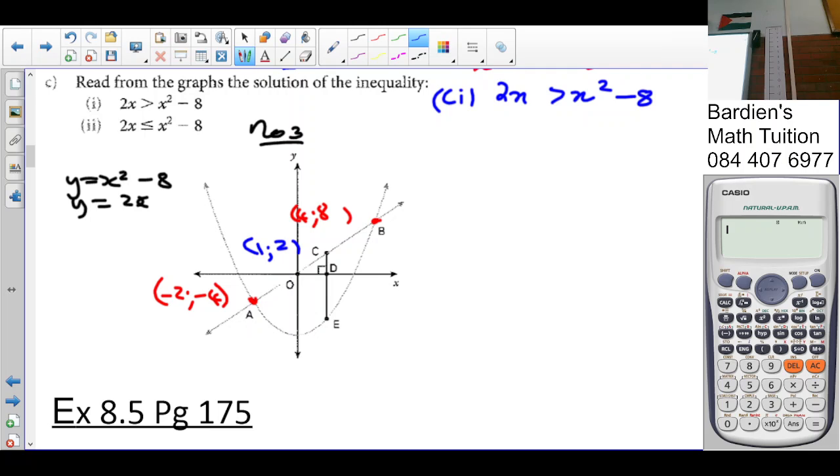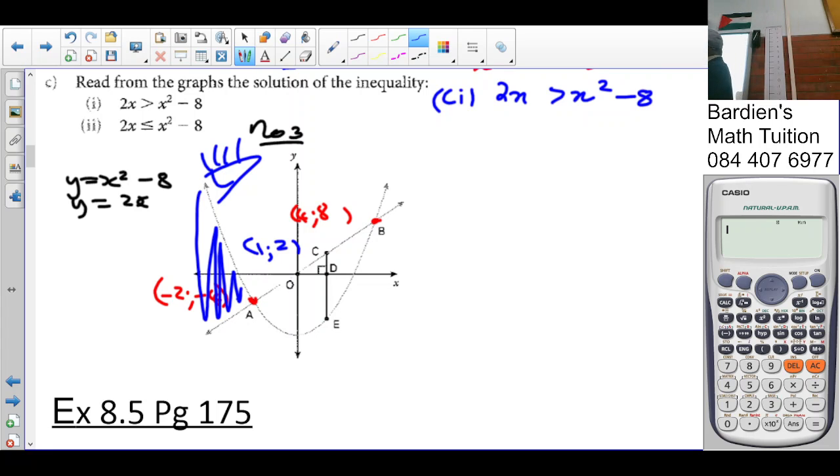In other words, they want to know where the straight line is bigger than the parabola, or the parabola is smaller than the straight line. That's basically what that inequality says, where they say 2x is greater than x squared minus 8. You guys understand? So we're going to look where the straight line is on top of the parabola. Is the straight line on top of the parabola here? No. Looking from on top, the parabola is greater than the straight line.